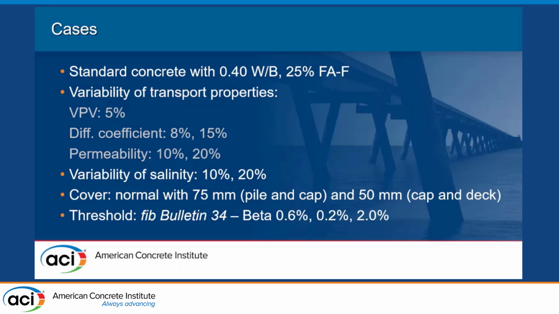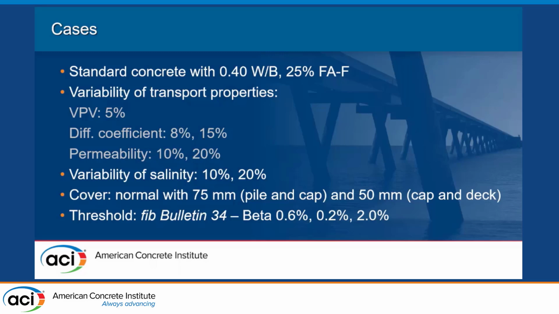The volume of permeable voids is 5%. I just have one number because that's something that doesn't vary a lot. So 5% is a high variation; it can be 3, 4. I decided just to use one number to limit the number of calculations and possibilities. The diffusion coefficient varies with a coefficient of variation of either 8% or 15%. For permeability, I've selected 10 or 20, which represents the range of possibilities that we may have for different concretes for those values.